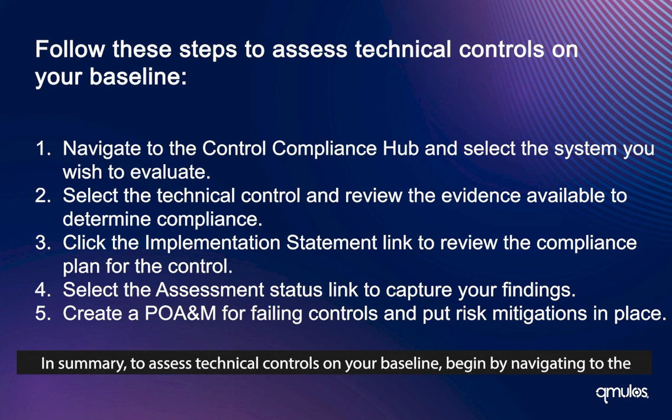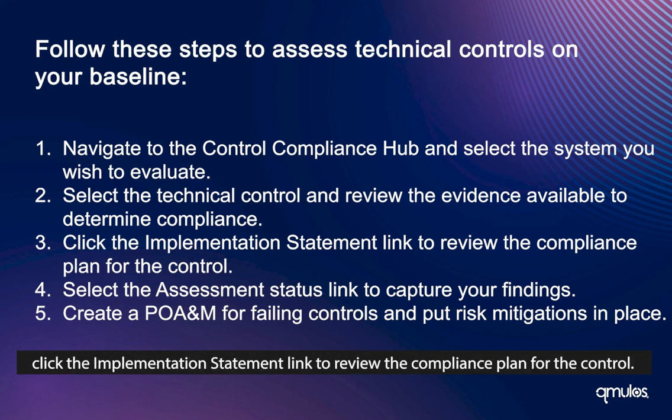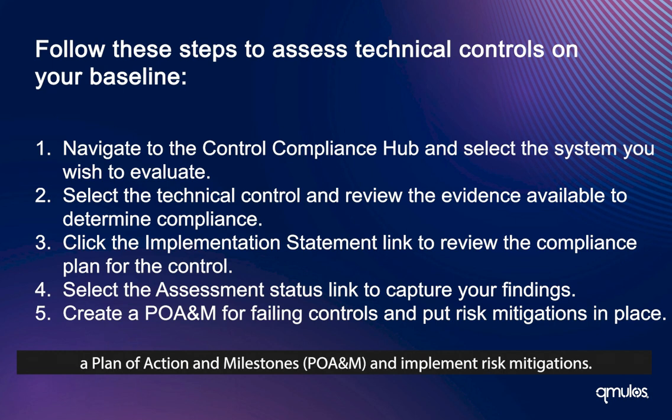In summary, to assess technical controls on your baseline, begin by navigating to the Control Compliance Hub and selecting the system you wish to evaluate. Review the evidence for the selected technical control to determine compliance. If needed, click the Implementation Statement link to review the compliance plan for the control. Capture your findings using the Assessment Status link. For any controls that fail, create a plan of action and milestones, and implement risk mitigations.